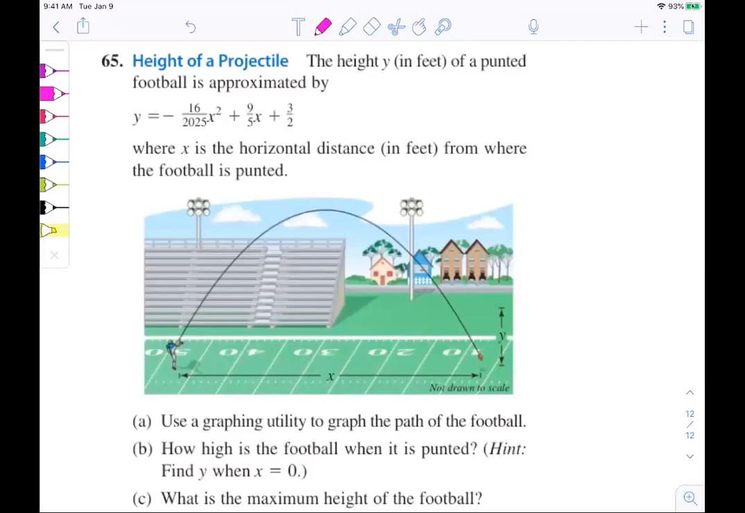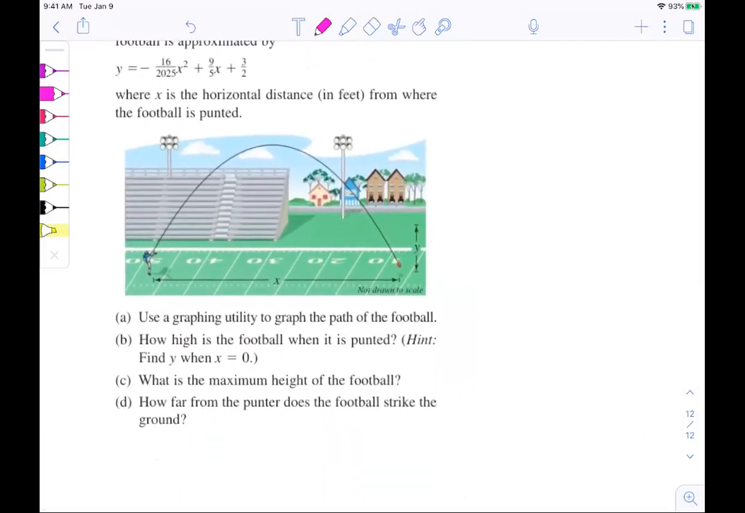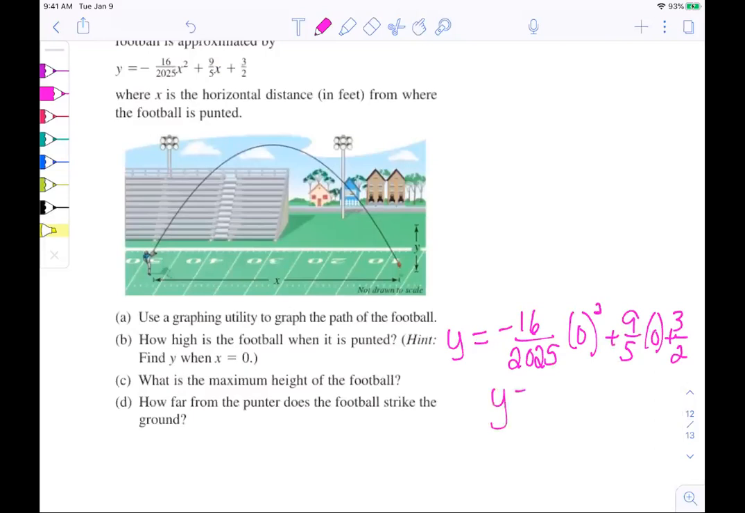Part B says, how high is the football when it is punted? And in parentheses, it gives us a little hint: find Y when X is 0. So if we look at our equation, it's telling us to find Y when X is 0. So I'm going to take my original equation and plug in 0. So Peter, what is the height of the football when it is punted? 1.5 feet. Yeah, or 3 halves feet.